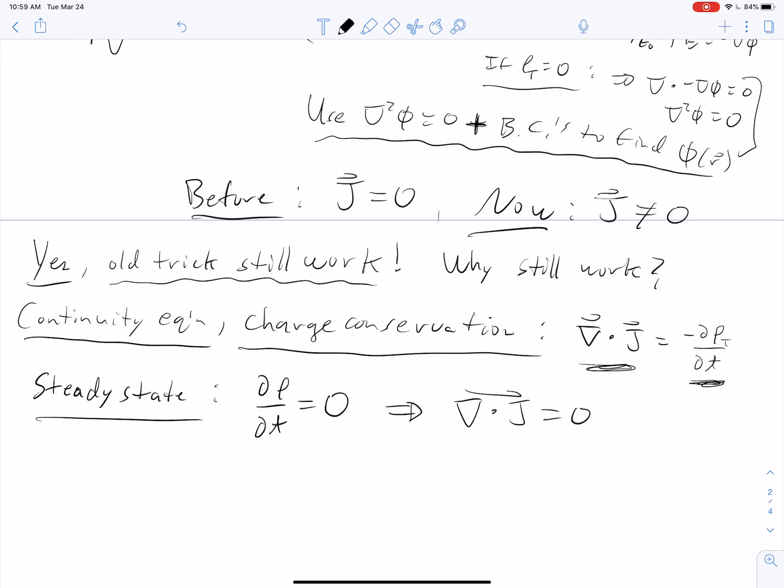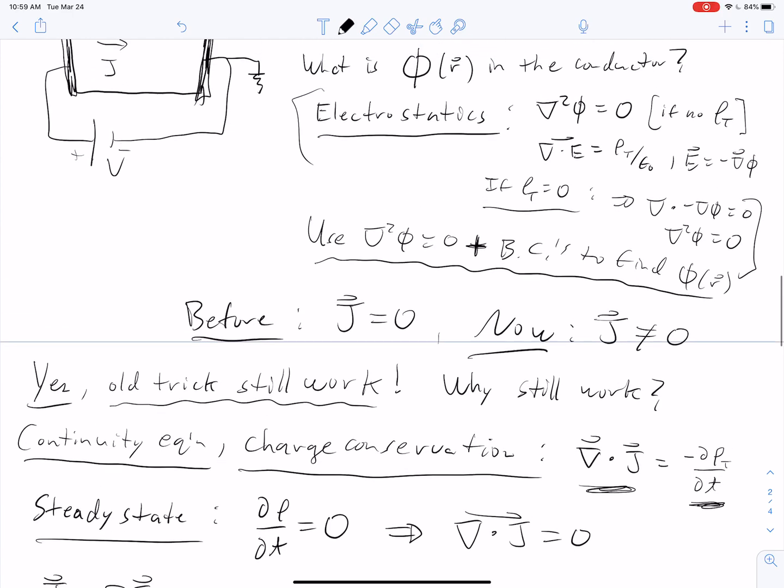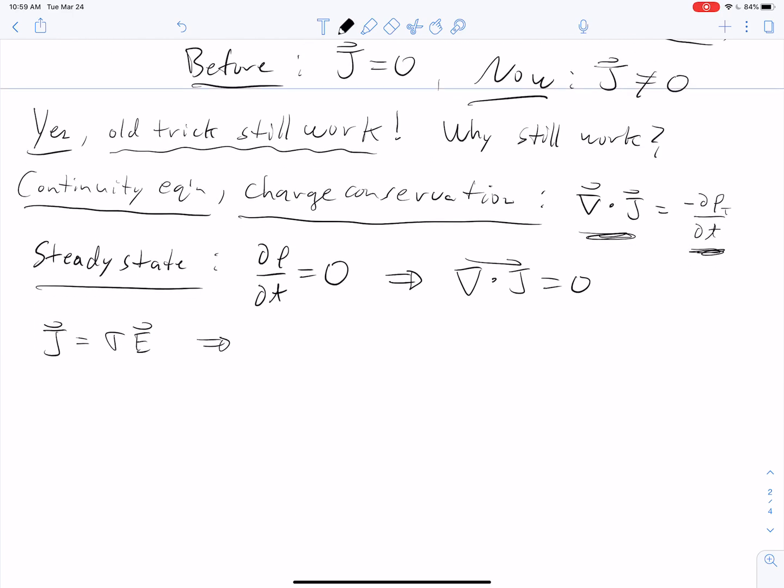But if the divergence is 0, then I remember that there's a relationship between the current flow and the electric field. Because if there's a J, that means there's an E. They're related to each other. So that means I can just replace the J with sigma E. Because if del dot J equals 0, then del dot sigma E equals 0. And that means that del dot E equals 0. And that has a lot of implications.